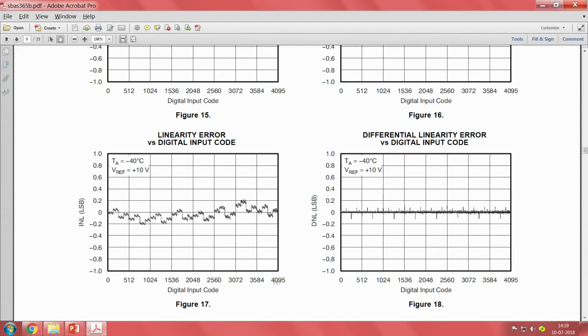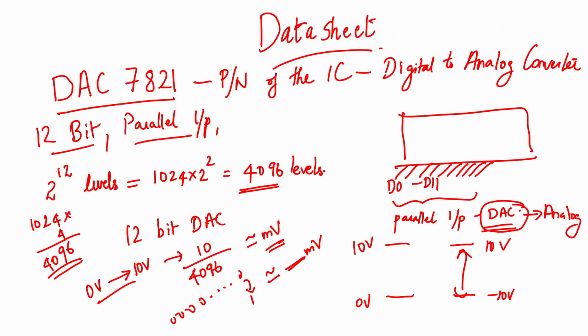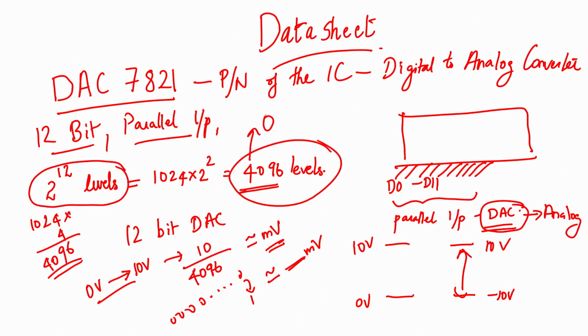So, this is the digital input code. They have converted into 2 raised to 12, right, 2 raised to 12 bit, no. So, 4000 up to 4096 it can go, we have seen it. You have seen it here that it is a 12 bit DAC, correct. So, it can go up to 4096 levels, or the values can go from 0 to 4095.